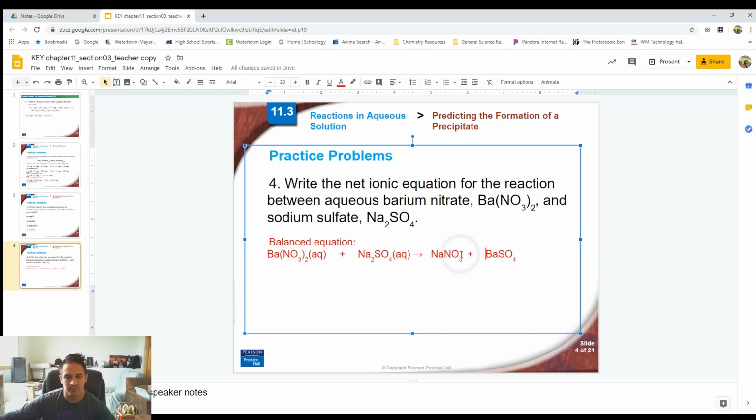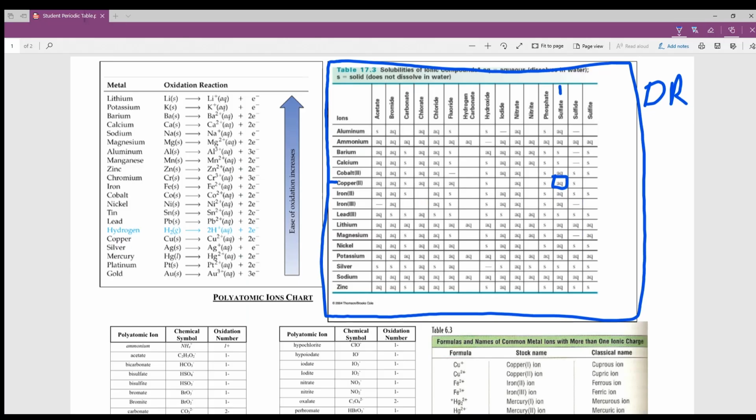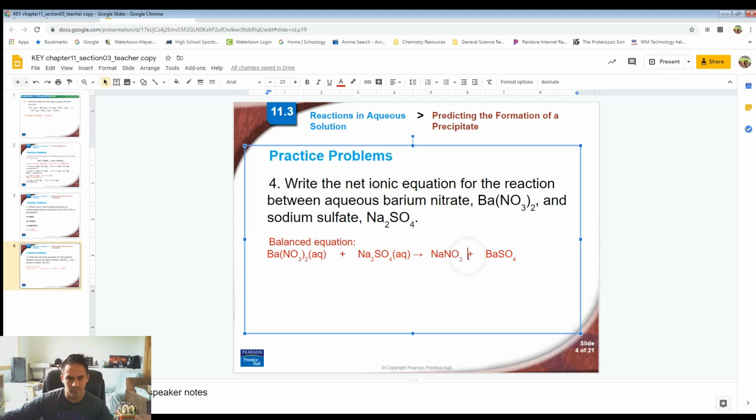So we have sodium nitrate, barium sulfate. So let's go check our chart. Okay, so first we have sodium nitrate. So sodium is here, nitrate is here. This looks like it is aqueous. So let's go mark that. So this one here is aqueous.